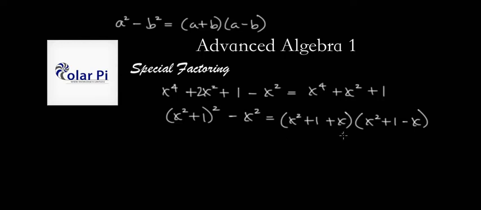There we are. And all we have left to do is write these two quadratics as they should appear, which is in descending powers of x. x squared plus x plus 1, and then times x squared minus x plus 1. Yeah?